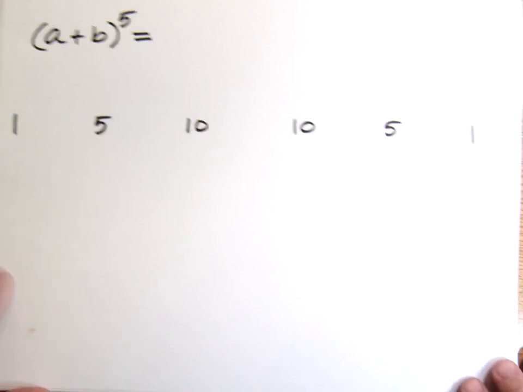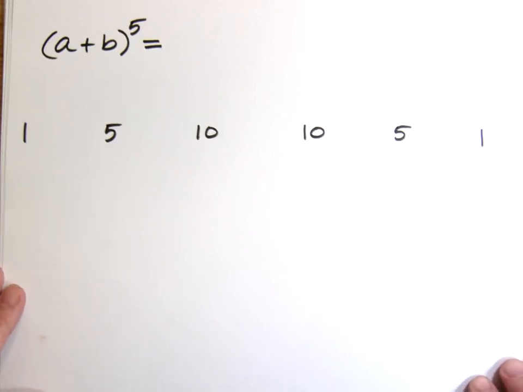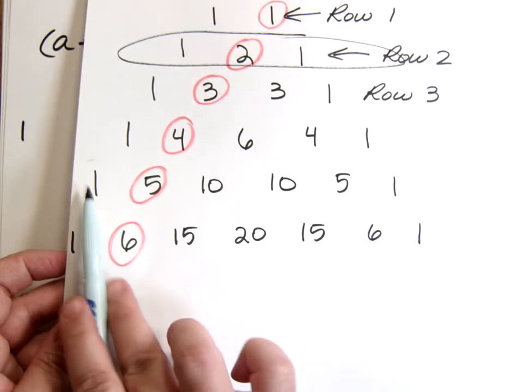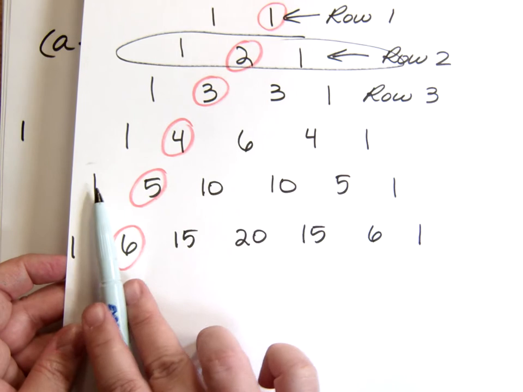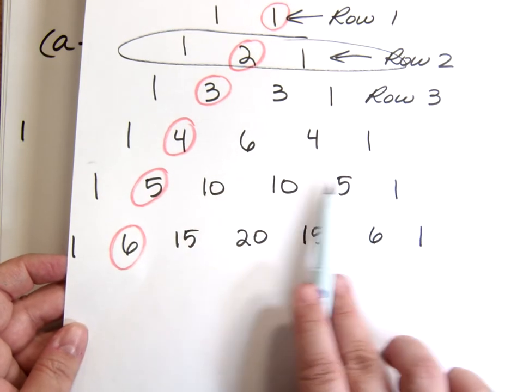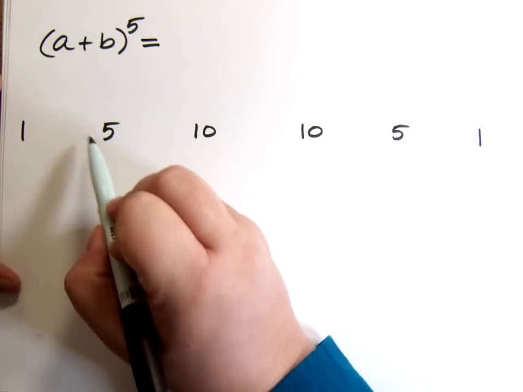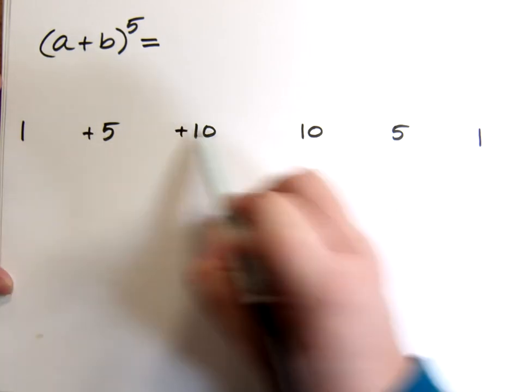Okay, so here we have (a + b) to the 5th power. And we know from Pascal's triangle, row 5, we've got 1, 5, 10, 10, 5, 1. Those are my coefficients. I'm going to go ahead and put a plus here.